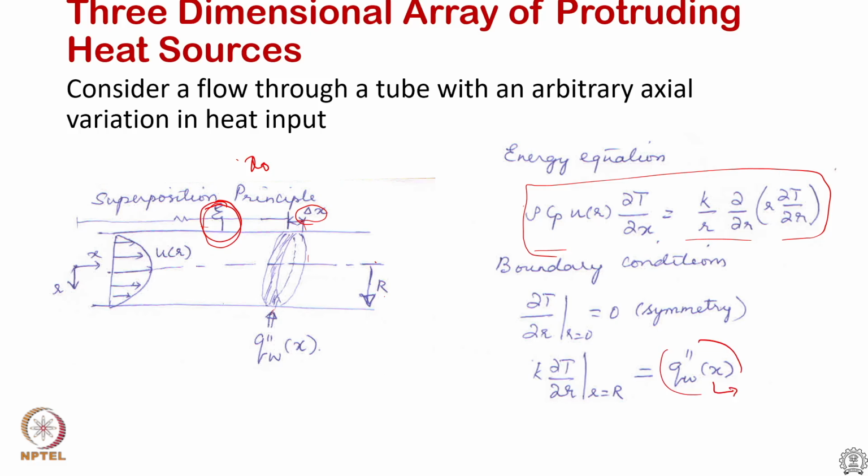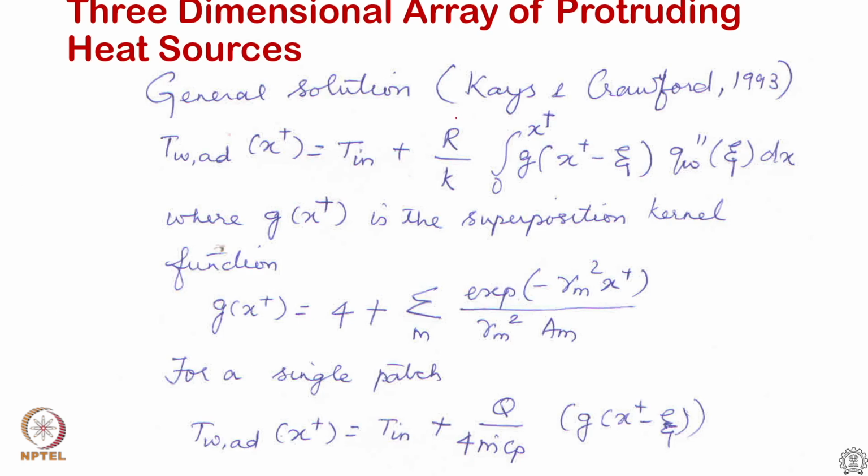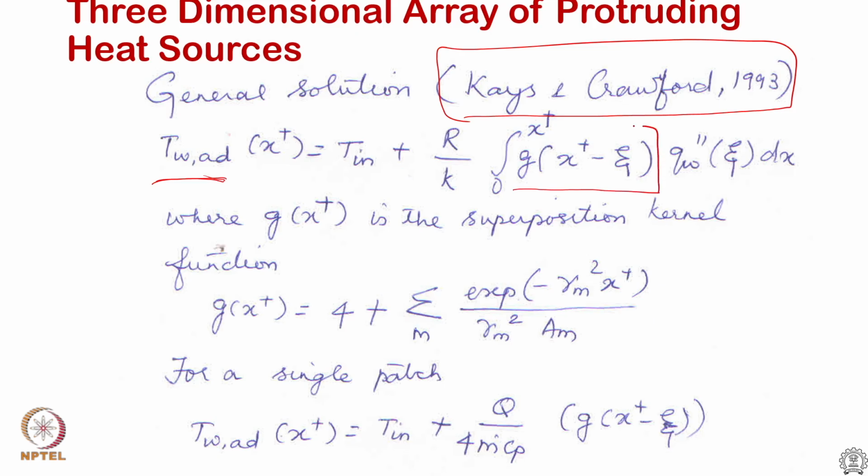In the unheated starting length problem we discussed, we used temperature. Here we are taking into account flux because really the heat sources tend to be flux based, and without spending a lot of effort, the general solution for this is given in Kays and Crawford, in the form, and you can write it in the form of adiabatic wall temperature itself, and you get what is called a superposition kernel function. This is given there.